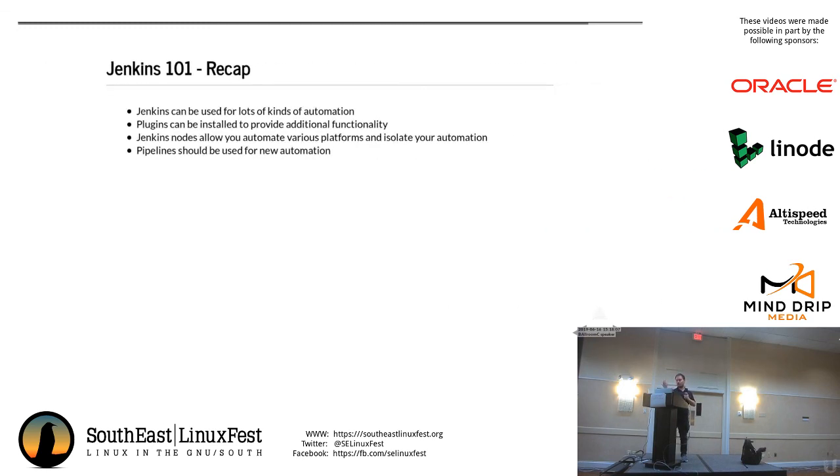So quick recap. Jenkins can be used for a lot of different kinds of automation. And if you take nothing else away, I hope that you go away with just some ideas of how you might use Jenkins. Plugins will give you additional functionality. The nodes are important because they provide some security and isolation and also allow you to do things like have Windows builds if you're in a Linux environment and you have a box that you do your Windows builds on. You can use that through Jenkins.